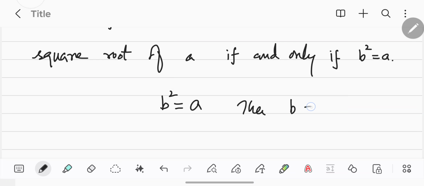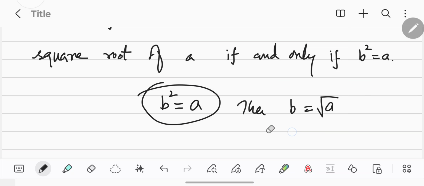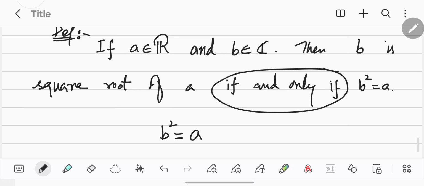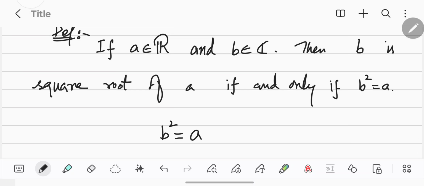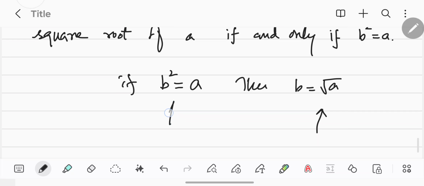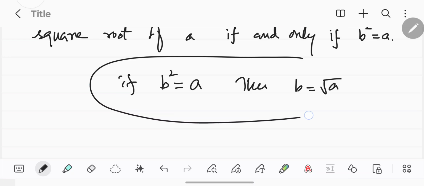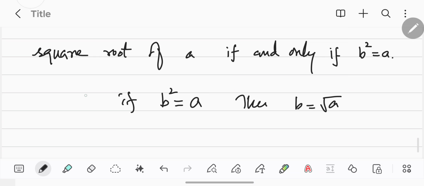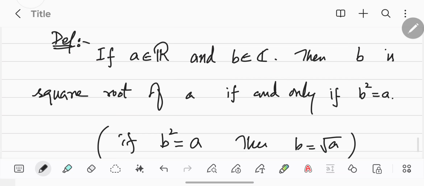What does that mean? If b is a square root of a, if it is true, then we say that this is true. Okay, so this is the definition, and this is true for if and only if. Both sides are true. What does that mean? If this is true, then b is equal to square root of a is true, and similarly, if this is true, then this is true. This is what we mean in this definition, right? So this is the mathematical form of this definition.